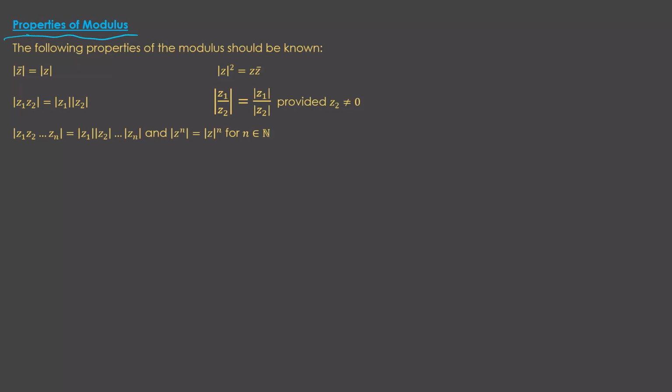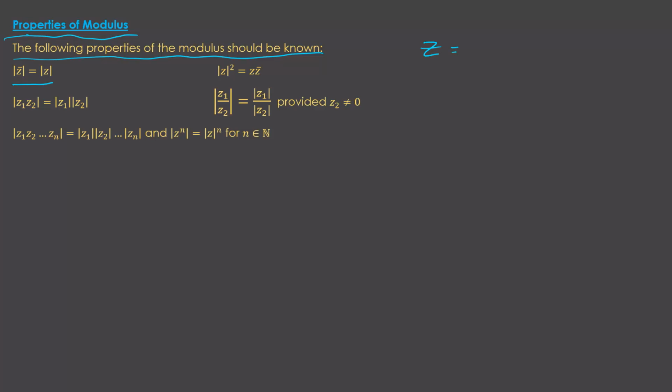Properties of the modulus. The following properties of the modulus should be known, although many of them are readily apparent. The first one, that mod z bar is equal to mod z, we've discussed that before.